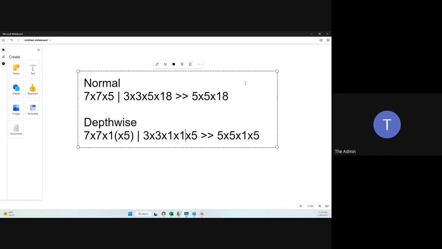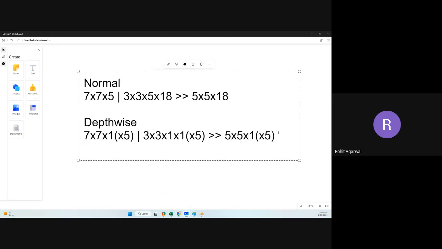There are 5 operations happening parallelly in the RAM. But they are separate, all of them are separate. So one kernel per channel, right? Because in normal convolution we have used 18 kernels. Here we have used just one kernel per channel. The depthwise is not finished yet. It is just half the process. Are we clear till now? What is the output right now? 5 cross 5 cross 5.